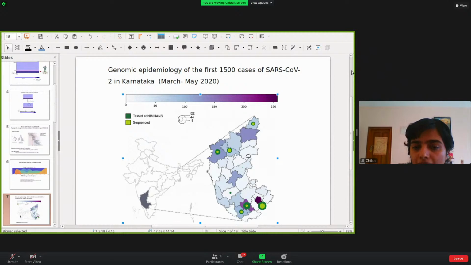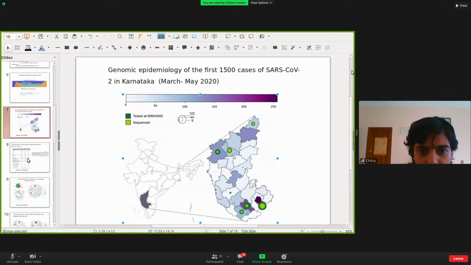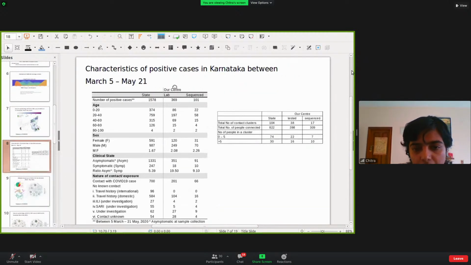So we got representations from many different districts, and we sequenced from within what we got. What we sequenced was a reasonably high number of what we got, and I'll tell you a little bit about the numbers also. So basically, this was the profile of what we sequenced.